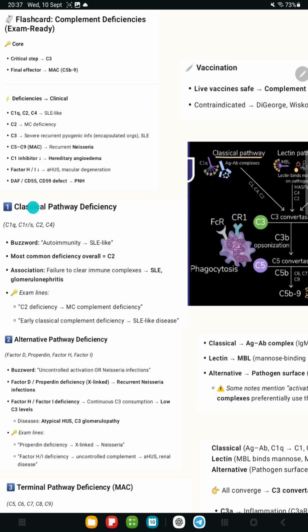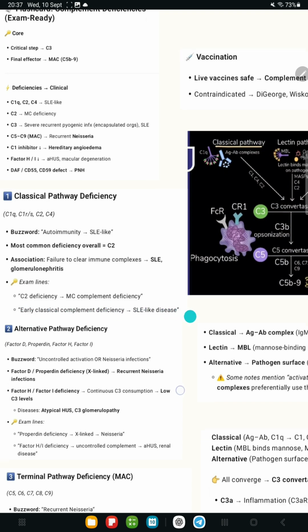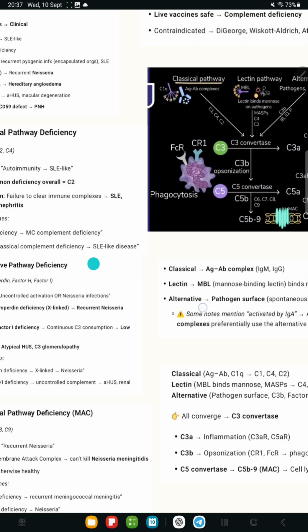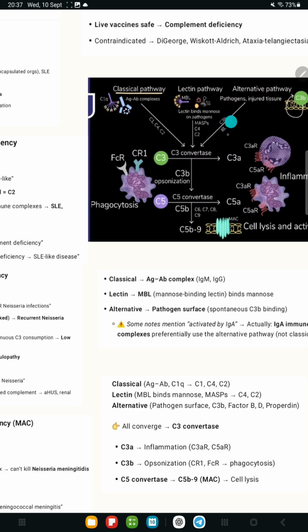The buzzword for the classical pathway is autoimmunity, SLE-like. The most common deficiency is C2 overall. Association is SLE, glomerulonephritis. Early classical complement deficiency gives SLE-like disease. In the alternative pathway we have to remember C3b, factor B, D, properdin.